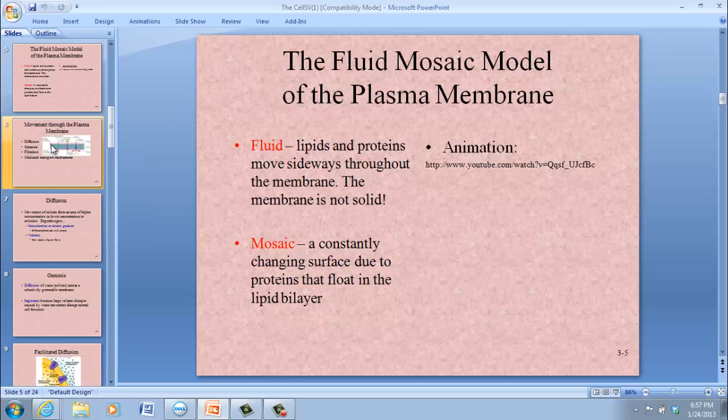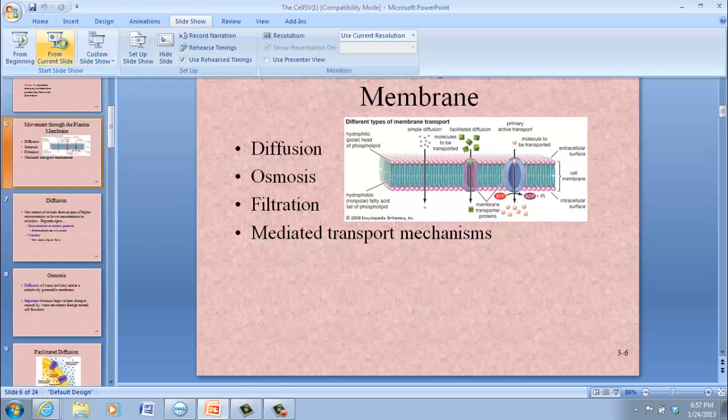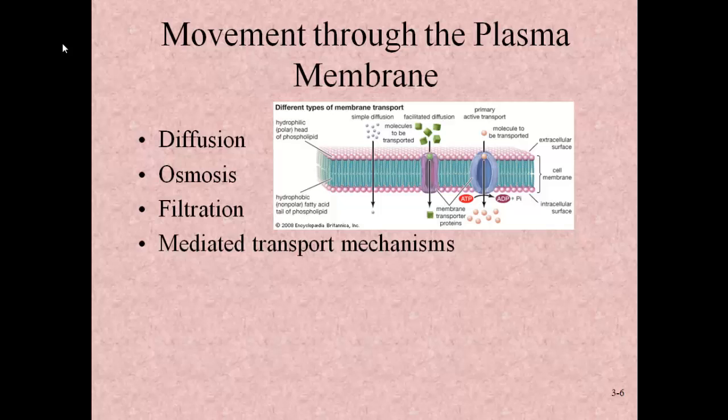Looking at movement through the plasma membrane, we'll talk about how substances move through the membrane. Four ways. One is diffusion. That's shown here. Simple diffusion is where a substance that is fat soluble can diffuse right across the membrane without any help. Some examples of fat soluble substances would be carbon dioxide, oxygen, alcohol, and fat-soluble vitamins like the vitamins A, D, E, and K.